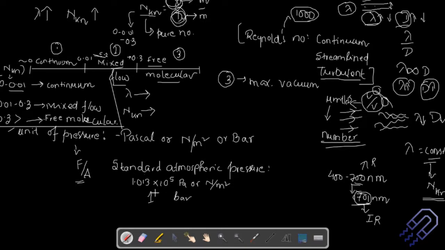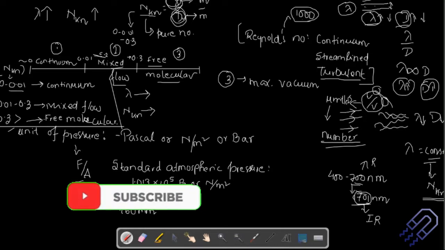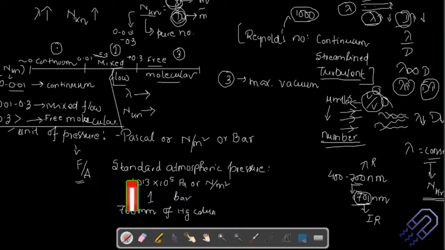So this value might also be provided, but the conversion you must know. 1 bar is 1.013 into 10 to the power 5 Pascal, and accordingly you can do it in millipascal, megapascal, and so on. But if I want to convert it into atmospheric pressure, it is nothing but 760 millimeter of mercury column. I will explain what it exactly means.